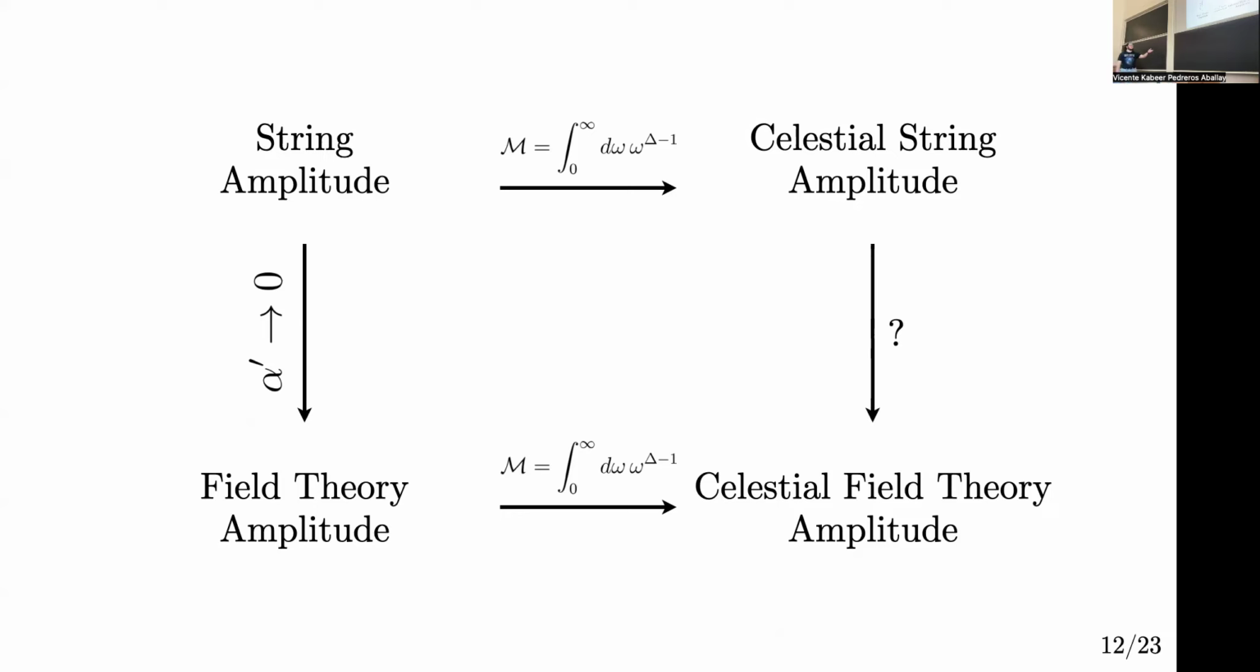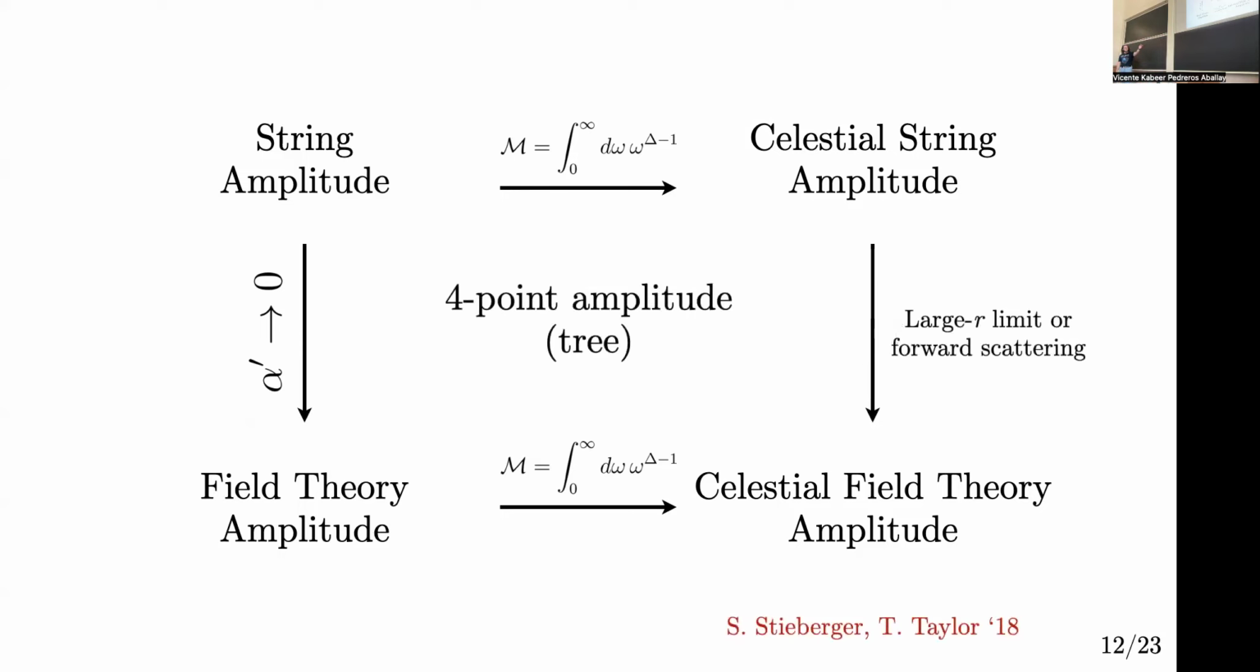The naive expectation is to just take the alpha prime to zero limit. However, we're going to see in a couple of slides that this limit is not consistent. It's not going to provide you with the correct restriction. Okay, so the original work was done by Stieberger and Taylor in 2018. They analyzed the 4-point tree-level amplitudes in the case of gluons and gravitons. And they found that if you take the forward scattering limit or the large R limit, where R is called the conformal ratio, just a function of the z and z bars, it provides you with the correct field theory prescription.